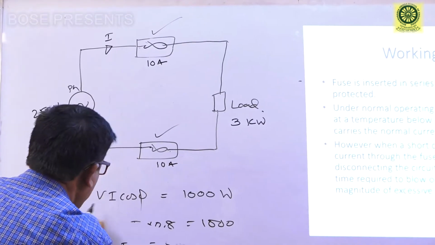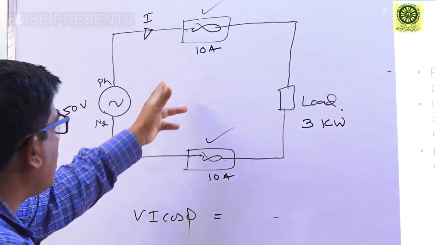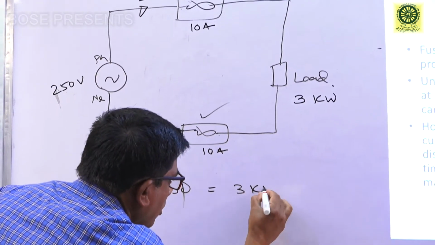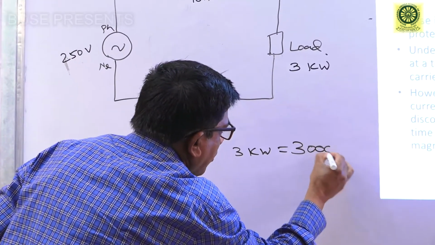So what will happen? This is a single phase power. Power formula is VI cos phi. So it is your 3 kilowatt, or I can write this is 3000 watt.